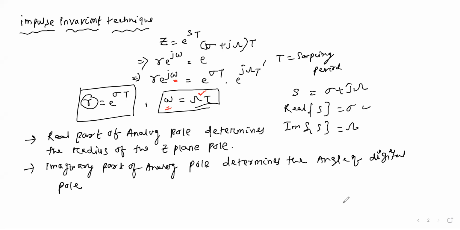Now it is very clear. This real part determines the radius of the Z plane pole, that is the digital pole, and the imaginary part determines what? The angle of the digital pole. Okay. Now we will see the mapping. How can we do the mapping?